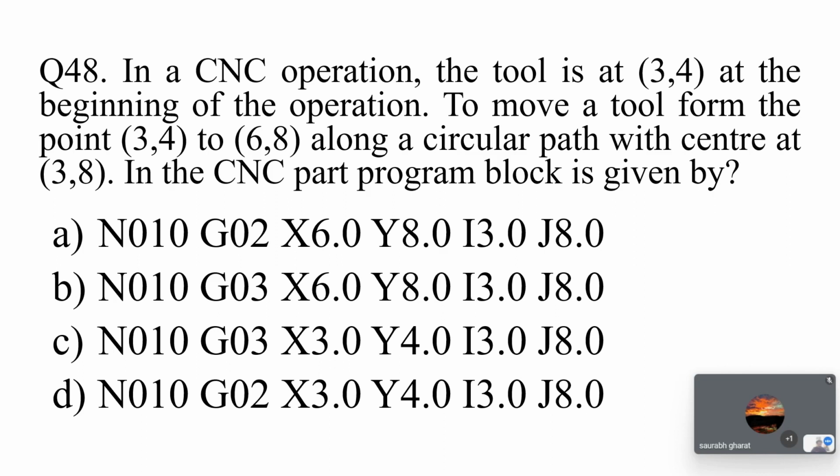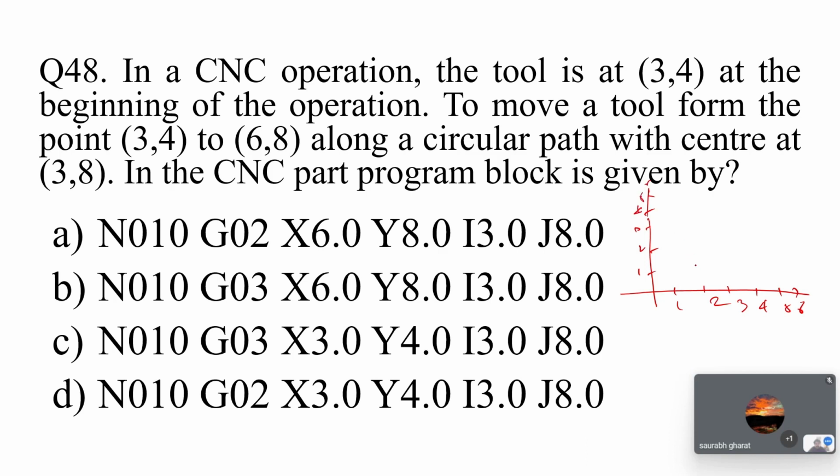Okay, let me solve this question for you. The next question we can solve. In CNC operation, the tool is at 3 and 4. If you draw the 3 and 4 part like this, you can consider this part, and the tool is right now at 3 and 4. So 1, 2, 3, 4, 5, 6, and again 1, 2, 3, 4, 5, 6.